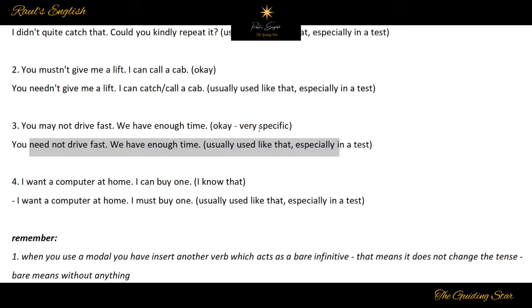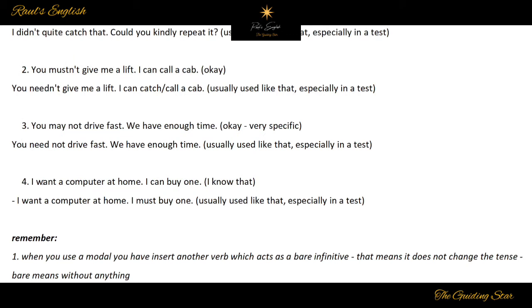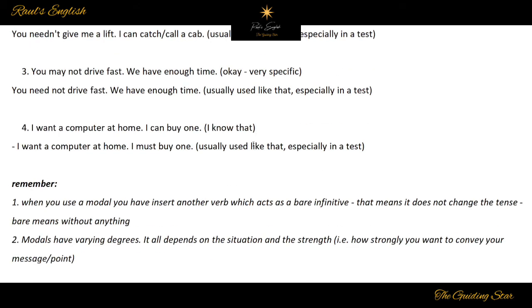It's very generic. So "I want a computer at home, I can buy one." Again, over here, the same thing. "I want a computer at home, I can buy one," right? Yeah, but you won't usually say that to a friend, or to anybody you're talking to. "I want a computer at home."